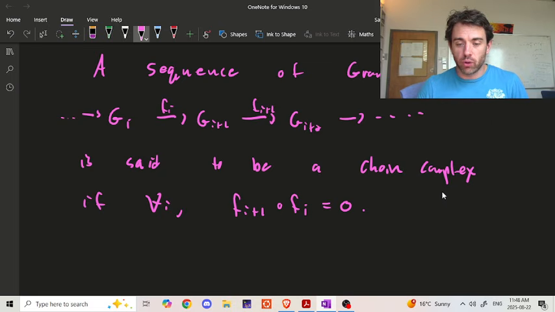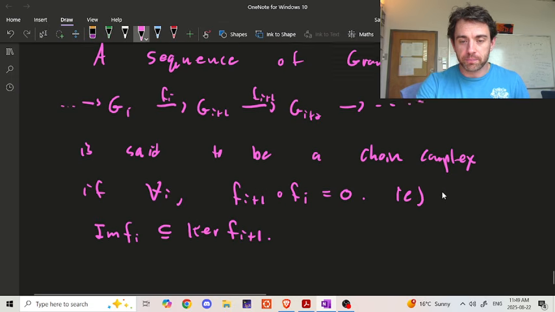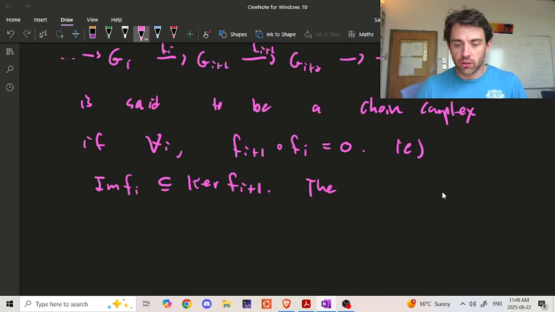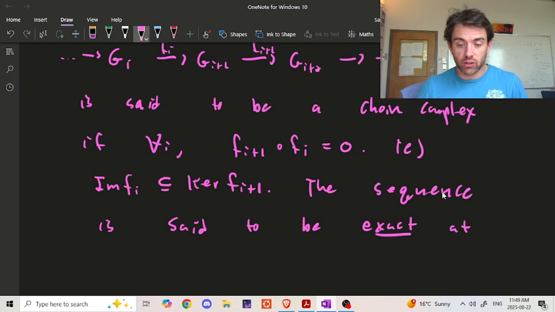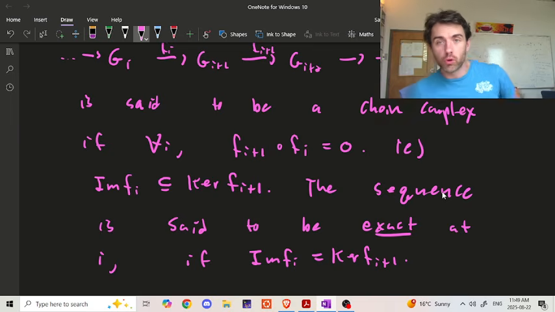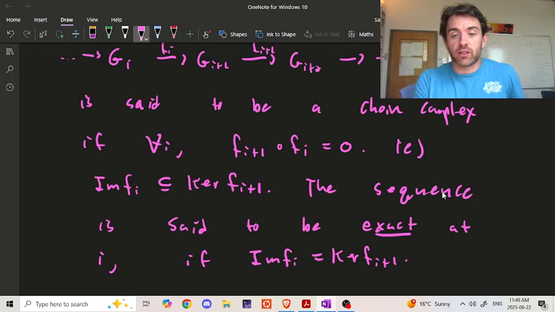In other words, equivalently, this is the same as saying that the image of F_i is contained in the kernel of F_{i+1}. The sequence is said to be exact at position i if the image is equal to the entire kernel. So it's always going to be a subset, a subgroup. But if it's totally equal, then it's exact.